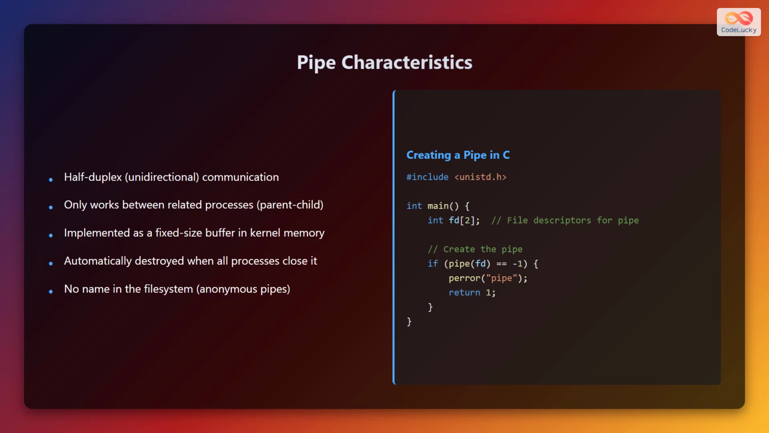In the C programming language, a pipe is created using the unistd.h header file. Inside the main function, an integer array named fd of size 2 is declared to store the file descriptors for the pipe. The pipe function is then called with fd as its argument. If the pipe creation fails, an error message is displayed, and the program exits. If it is successful, fd[0] and fd[1] will contain the read and write ends of the pipe.